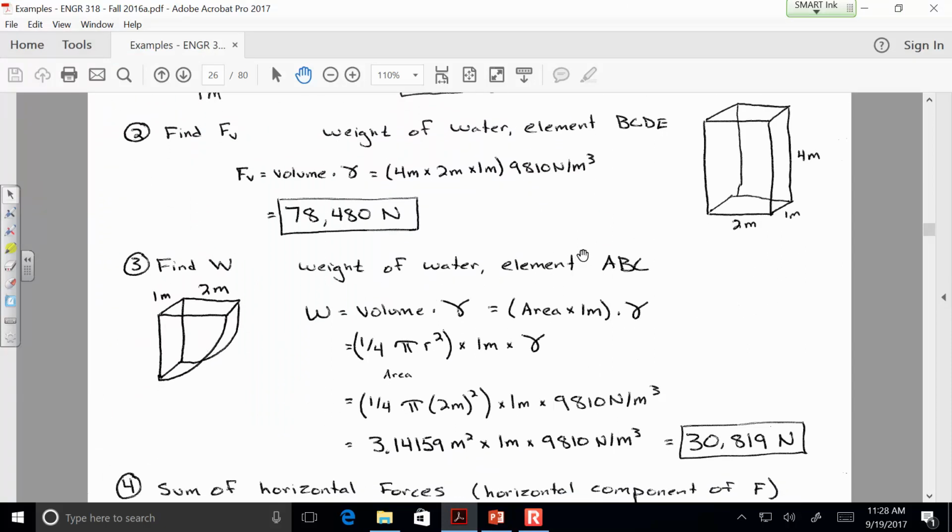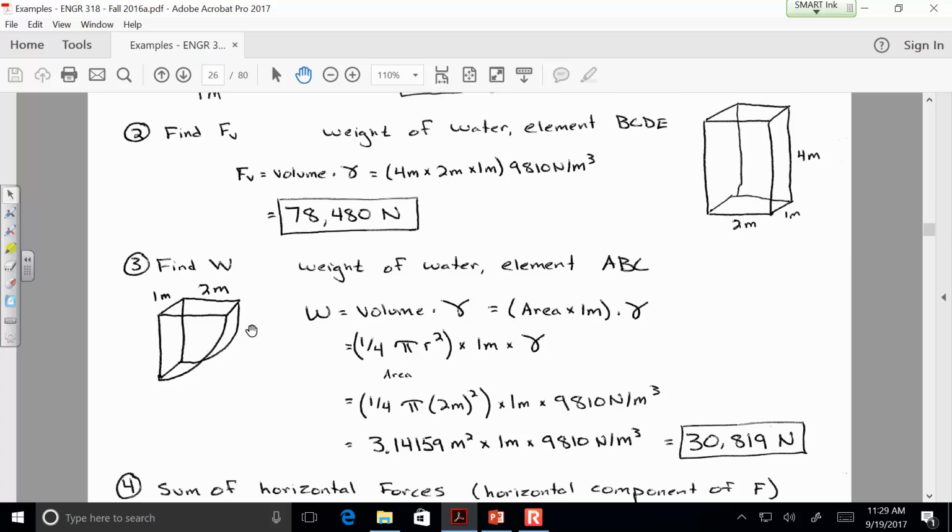All right. So F sub V is relatively straightforward. It's just a box. You can think of it as a box of water that's 2 by 1 by 4. How much does that water weigh? The other one, the weight W, is a little bit more complicated. So it's a quarter circle that's projected 1 meter into the page. So the way that you find the weight of that is the volume of that multiplied by the unit weight. And so it would be the face area of the quarter circle multiplied by 1 meter of depth into the page. So the area of a quarter circle is 1/4 pi r squared.